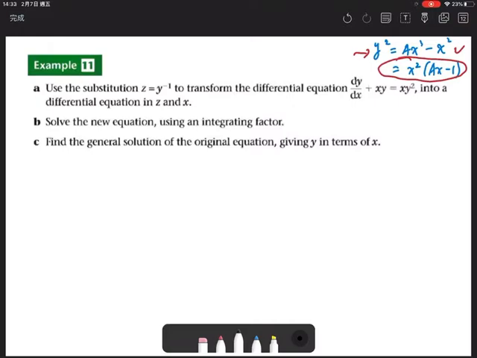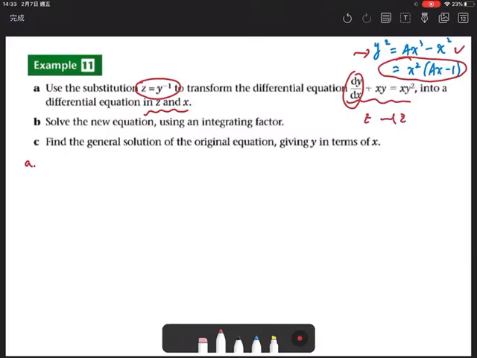And now let's look at example 11. Use the substitution z equals y to the power of negative 1 to transform the differential equation into a differential equation in terms of z and x. So firstly, we do question A. We should replace dy by dx in terms of z and x.